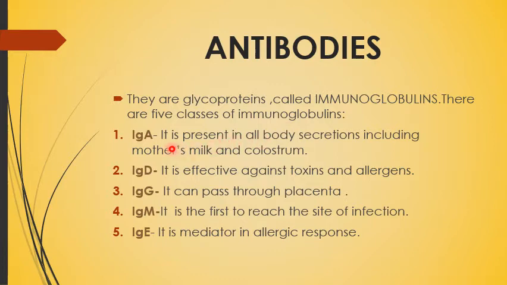For example, IgA. It is present in all body secretions including mother's milk and colostrum. Colostrum is the first milk of the mother, and that is very important and very effective for the infant. That's why breastfeeding is recommended. Next is IgD. It is effective against toxins, meaning any harmful substances if they enter, and allergens, that is again foreign particles.